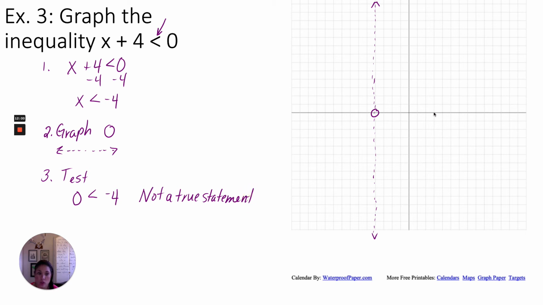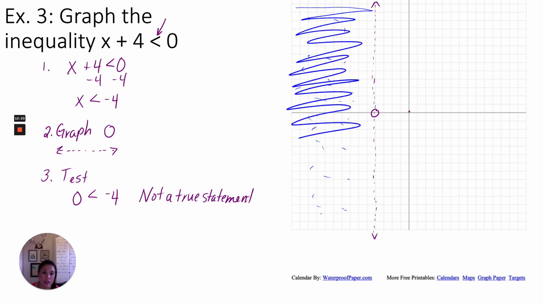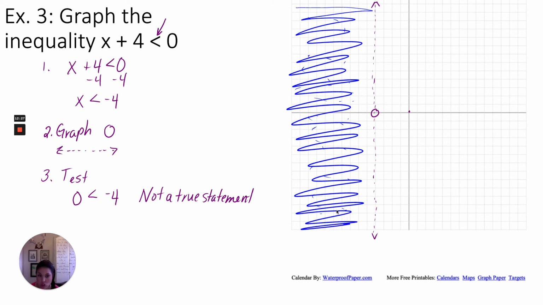Okay, so I'm using this 0 from the origin and I put it in to test, and my answer is that it's not a true statement. So that means that all of the points on the left side of this dotted line would all make a true statement. So I would shade in this side of my dotted line. So any of these points would make a true statement.